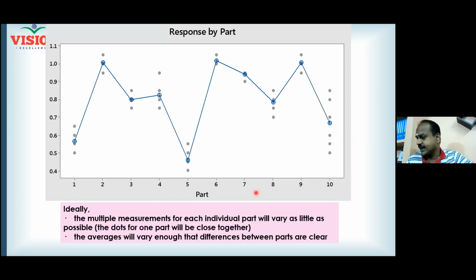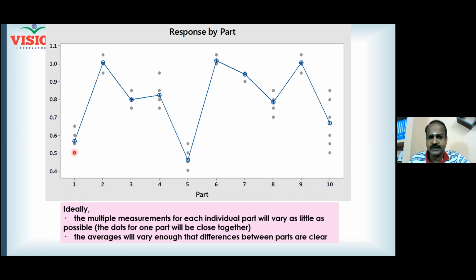And then we have another separate graph called the fourth graph, response by part. Part number 1 is measured by 3 operators. Each operator measured part number 1 three times. So how many readings came from part number 1? 9. Those 9 readings you are seeing here. Ideally, in ideal condition, all are the same. You measured only the same part 9 times.